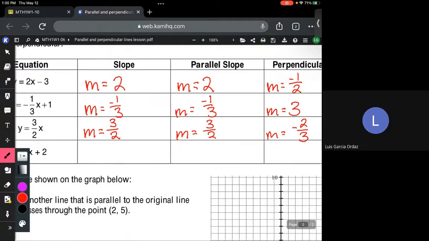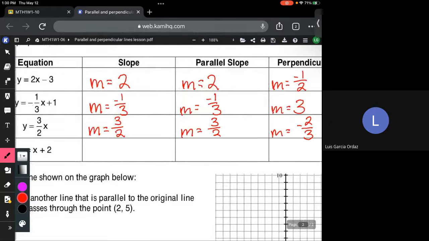And then the last one, we have y is equal to x plus 2. What is my slope for this? Adam, what's in front of the x? What number? Yeah. Ethan, what's my parallel slope going to have to be? 1. Yep. And what's my perpendicular slope? Laura? Negative 1.